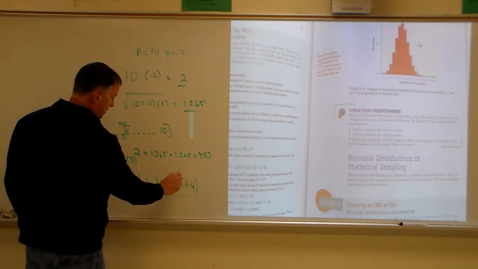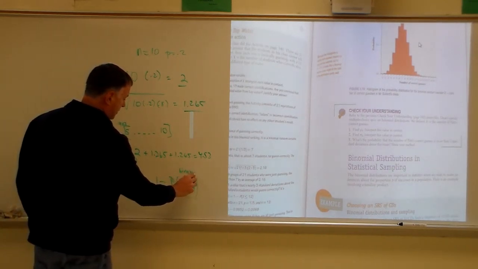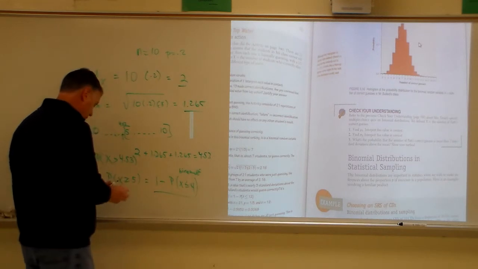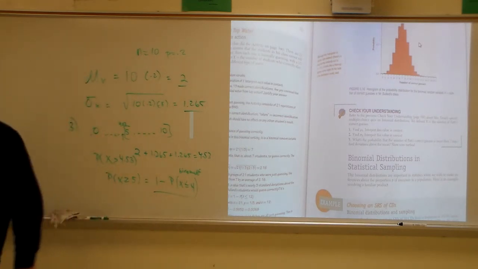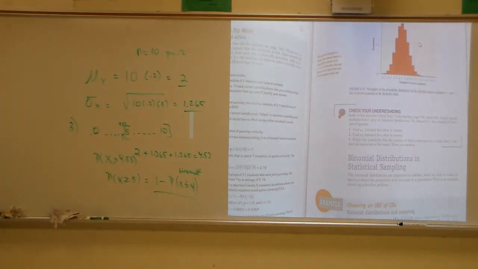So this is binom CDF. Let's see if we do it right. Okay, we get to our good old calculator, and I do second DISTR, binomcdf. How many trials? 10. P is 0.2. And we wanted what? 4. And then I hit enter, enter, enter. 0.9672.